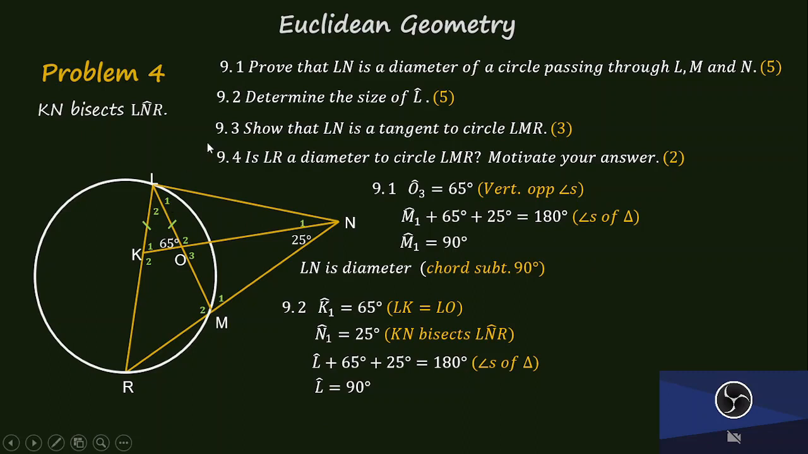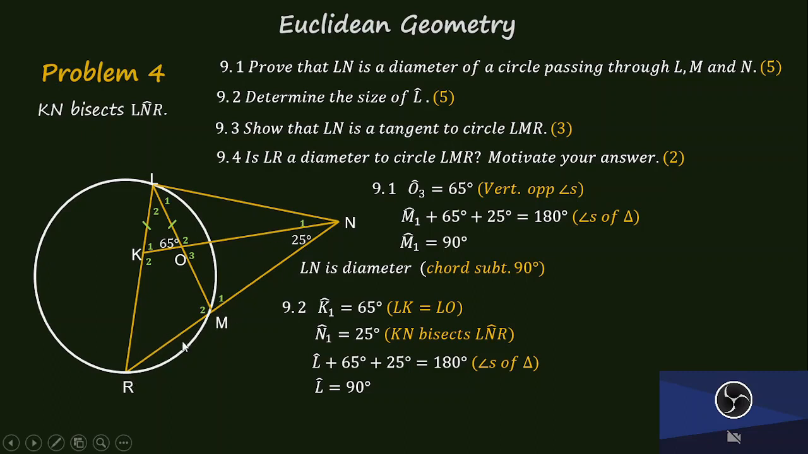9.3, they want us to show that this line LN is a tangent to a circle LMR. Remember the converse of theorem 7, the tan-chord theorem, right?